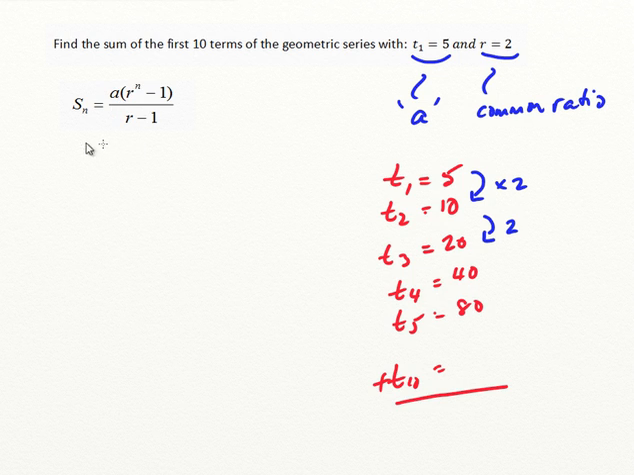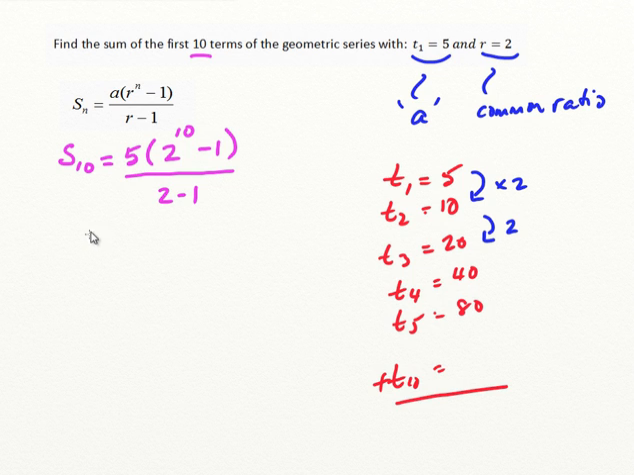And all we're going to do is ask for the sum of the first 10 terms. So we're going to use 10 as the value for n. Okay, so the sum of 10 is going to be equal to, well, we need a, which is the first value, or t1, and in this case it's 5. Then we'll write r to the exponent n. Now r is the common ratio, so here it's 2, and then the n value is 10, and then we're going to subtract 1 from that, all over r minus 1, which is 2 minus 1.